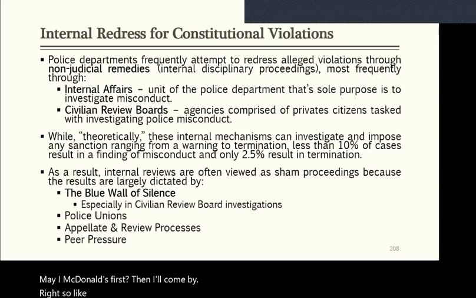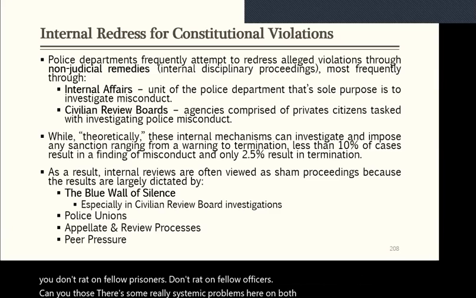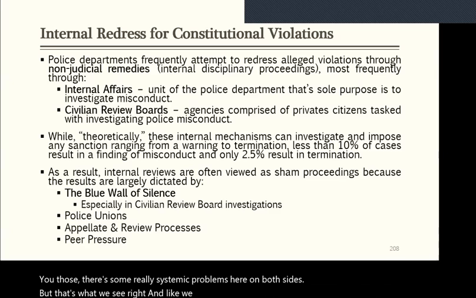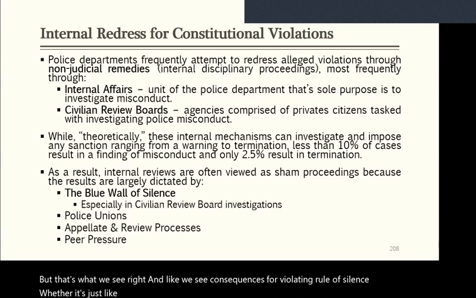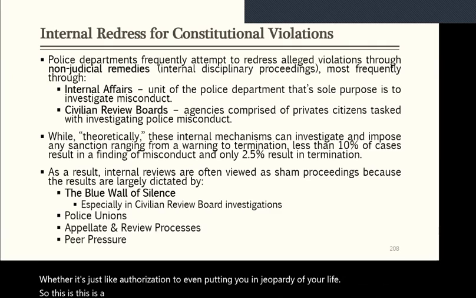I mean, it almost resembles the inmate code, right? Like you don't rat on fellow prisoners, you don't rat on fellow officers. And you see that there are some very systemic problems here on both sides. But that's what we see, right? And we see consequences for violating the wall of silence, whether it's ostracization or even putting your life in jeopardy. So this is a really big thing to think about.